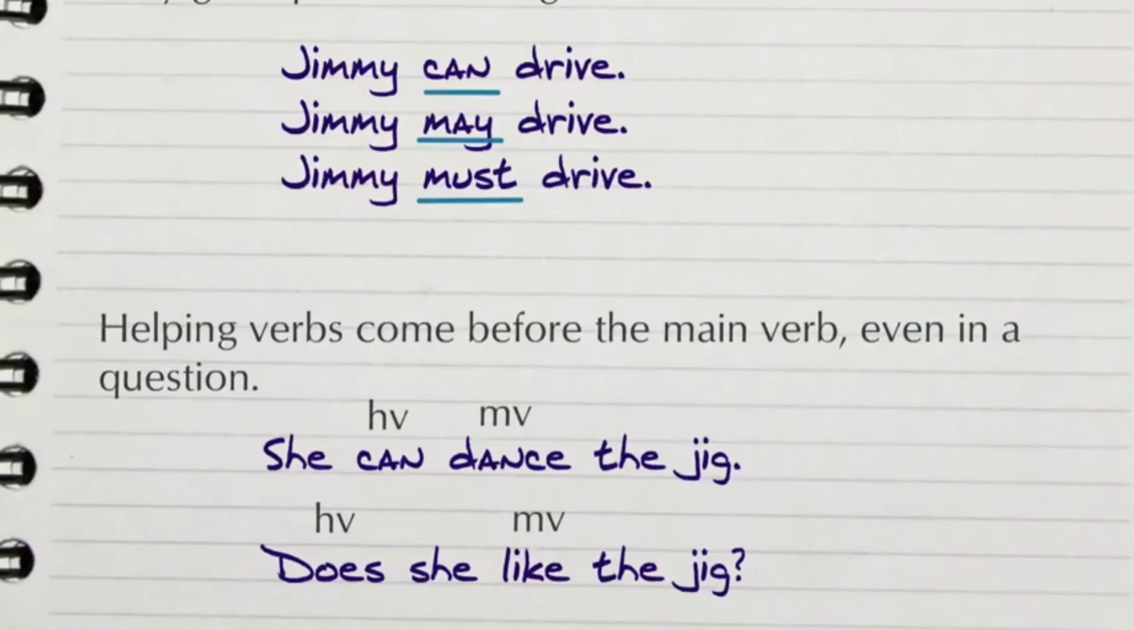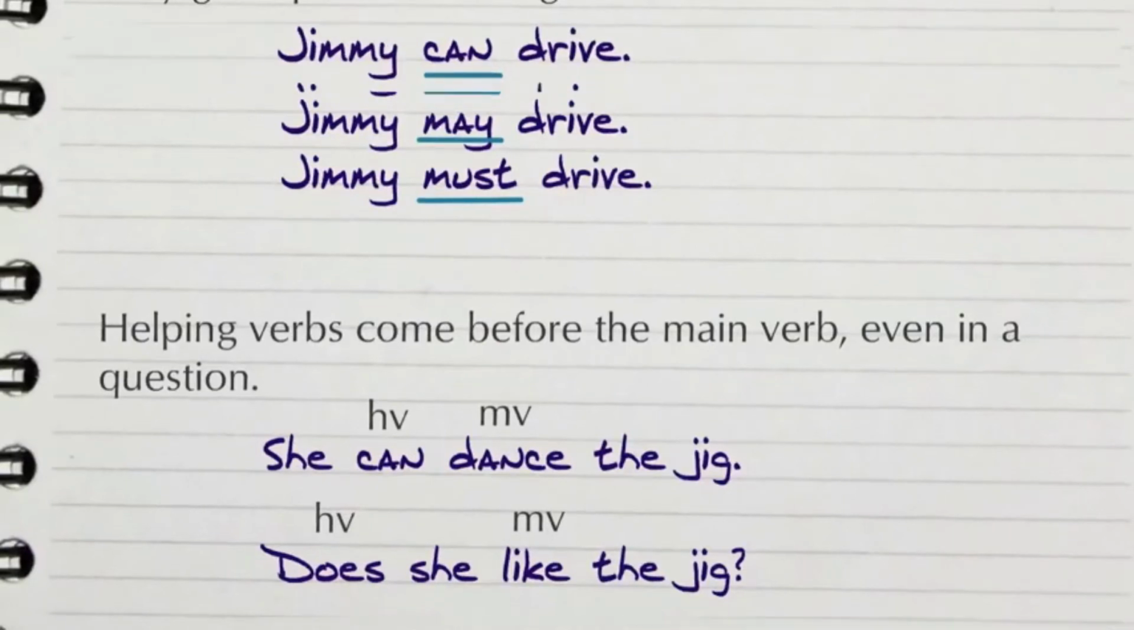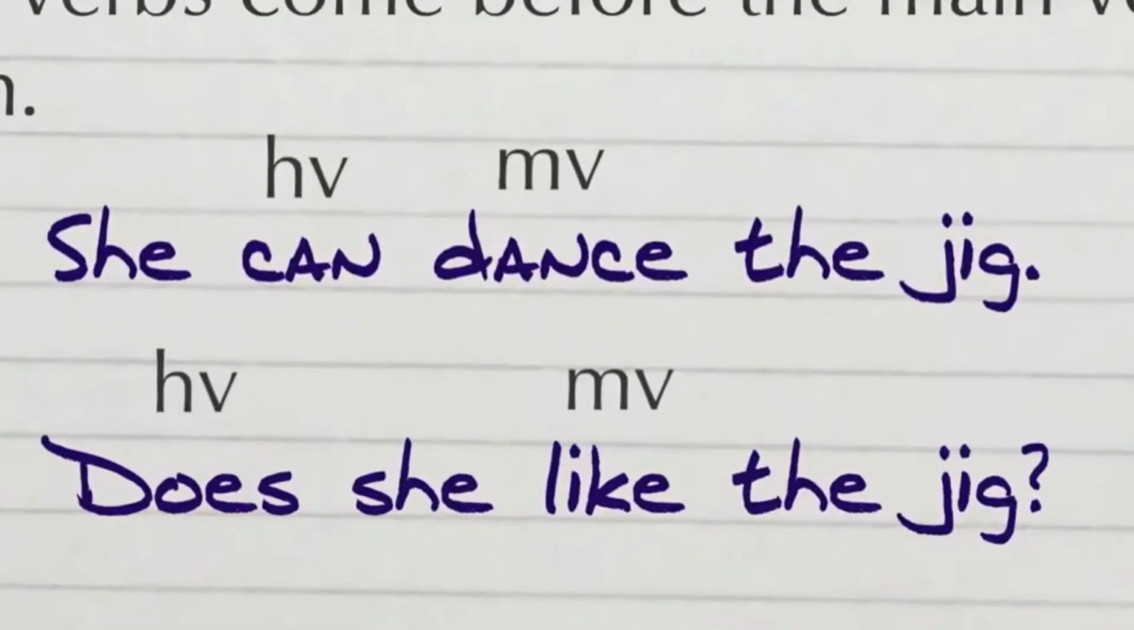It is important to note that helping verbs come before the main verb, even in a question. For example, she can dance the jig. The helping verb can comes before the main verb dance. The same thing can be seen in the question. Does she like the jig? The helping verb does comes before the main verb like.